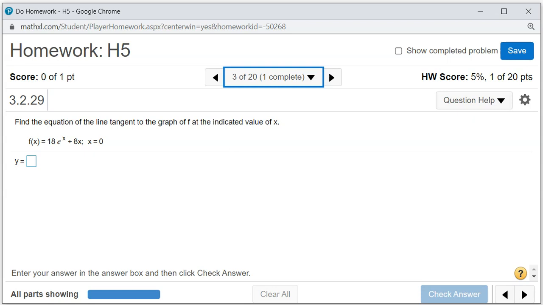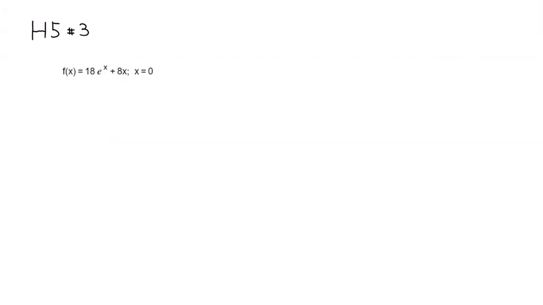All right, let's look at homework 5, problem number 3. We want to find an equation of the tangent line to the graph of this function f of x at x equals 0. All right, so let's do that.